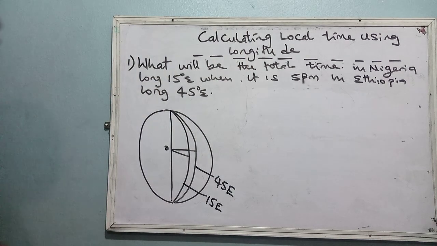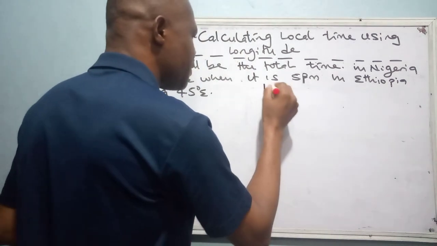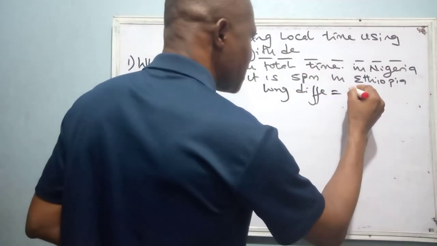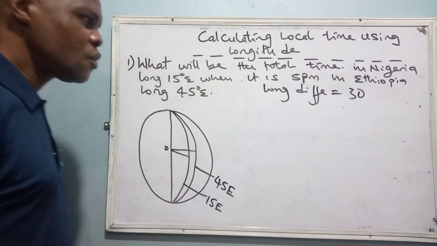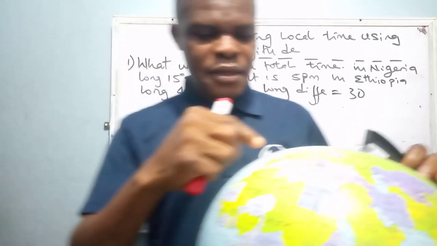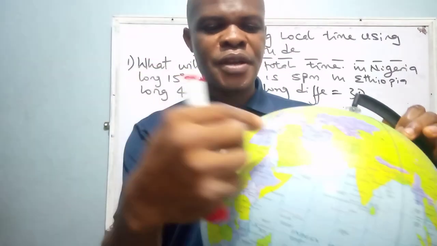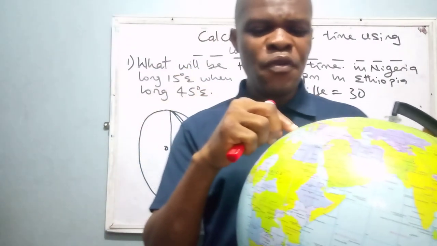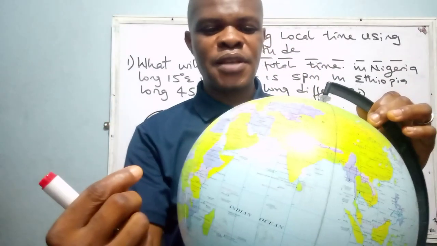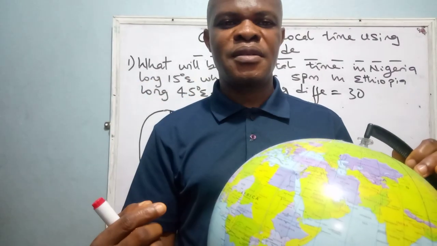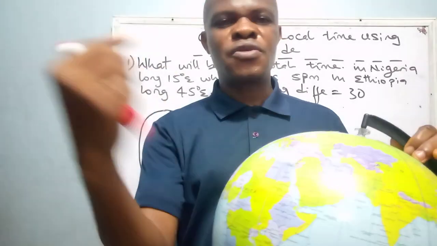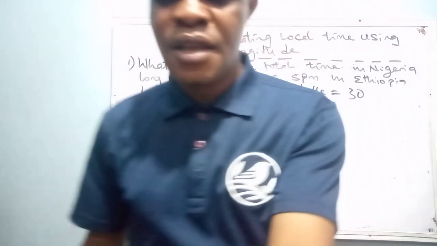So how do we convert it? We already know that our longitudinal difference is equal to 30 degrees. Now we know from our globe that we have 360 degrees. So for any movement to move from 0 degrees to 360 degrees, covering the entire world, it will take 24 hours.